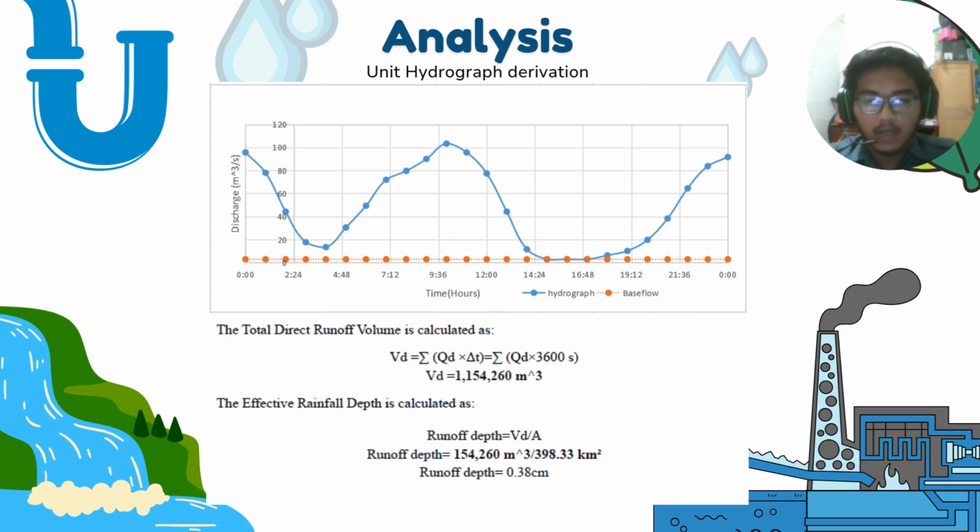The effective rainfall depth is calculated as runoff depth equals VD over A. VD we get from the total direct runoff volume, which is 154,260 meter cube, divided by 398.33 kilometer square, and then we get runoff depth equals 0.38 centimeter.